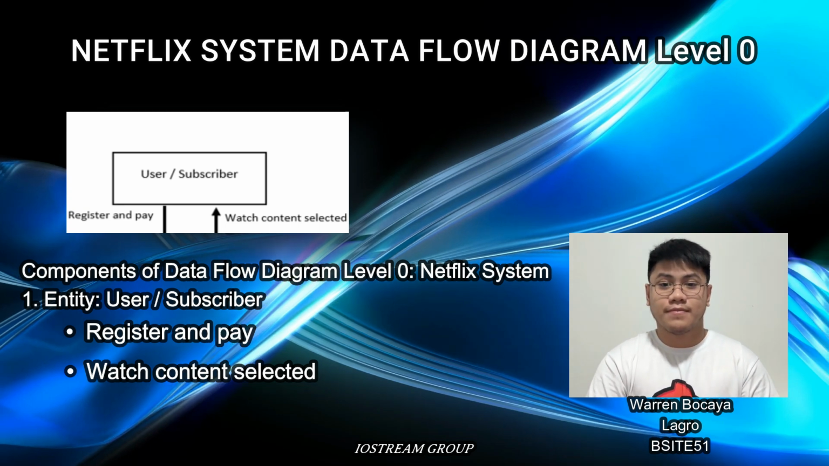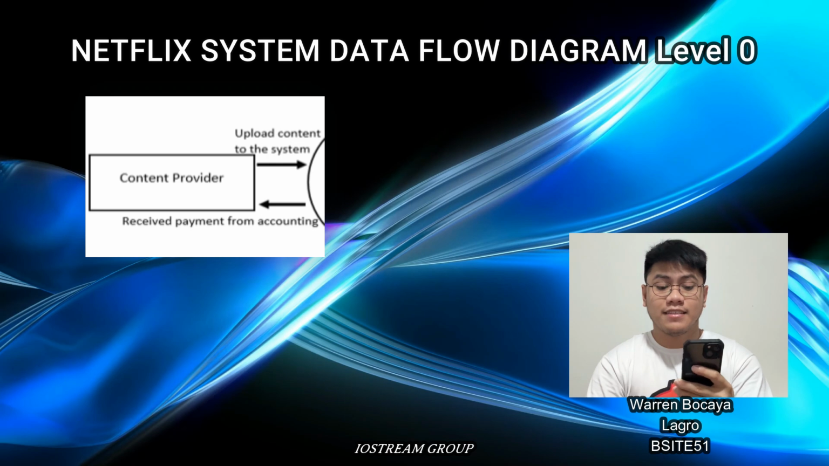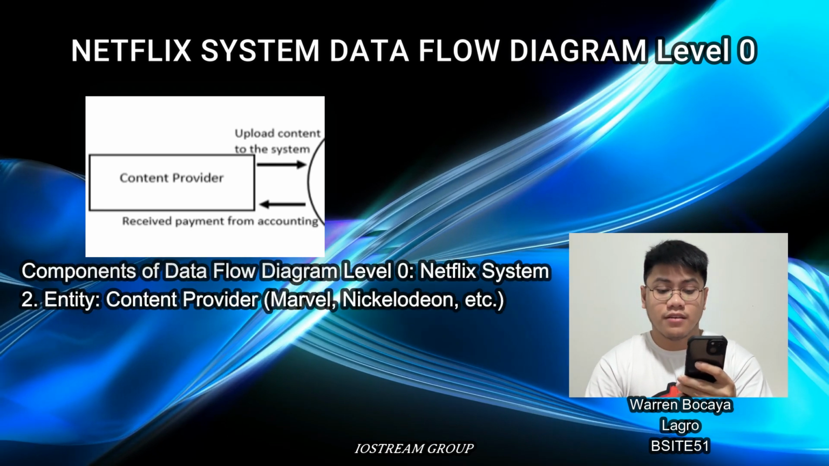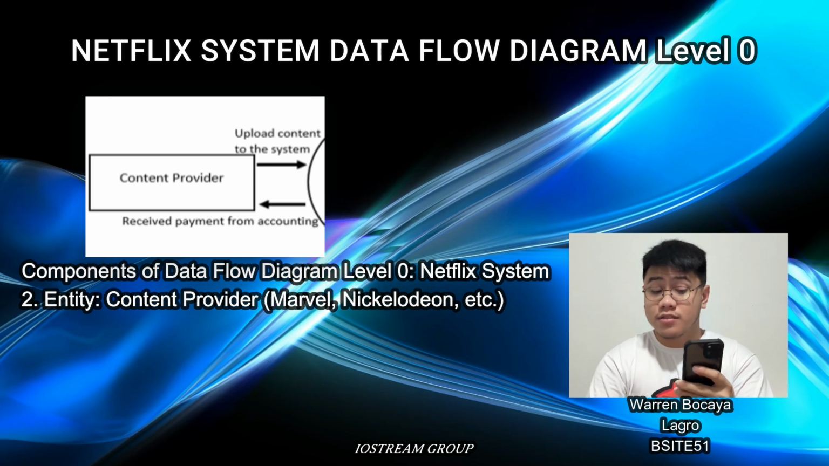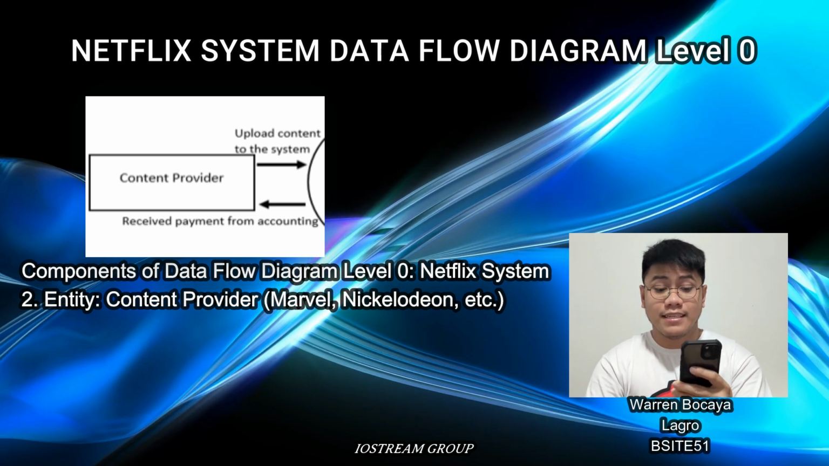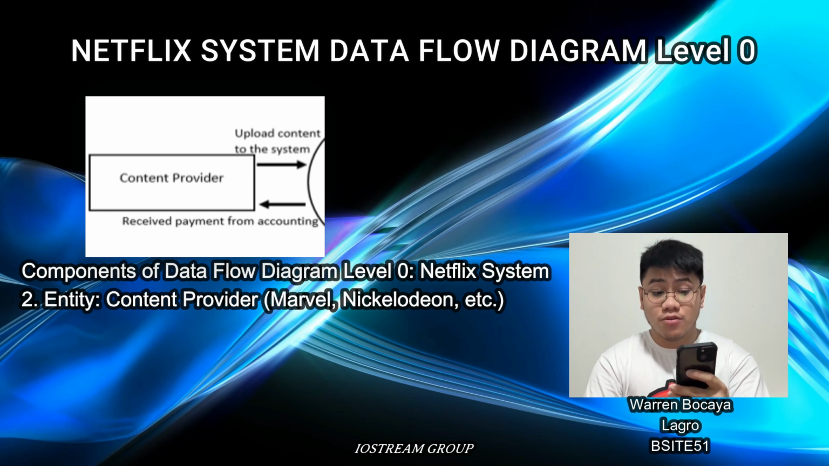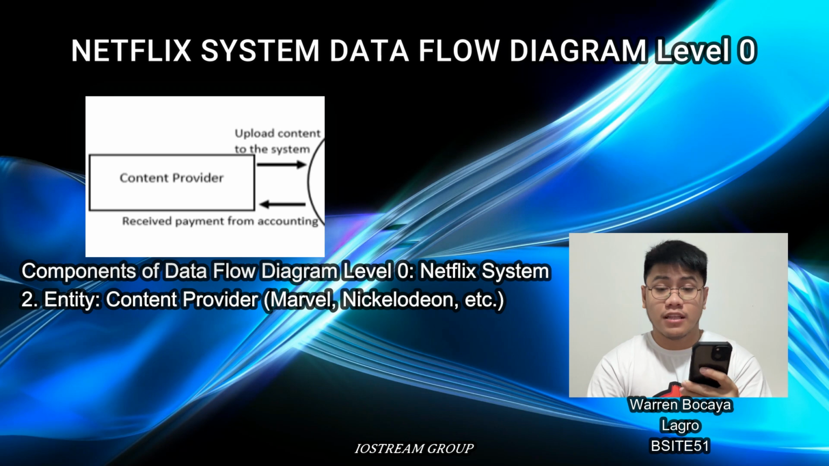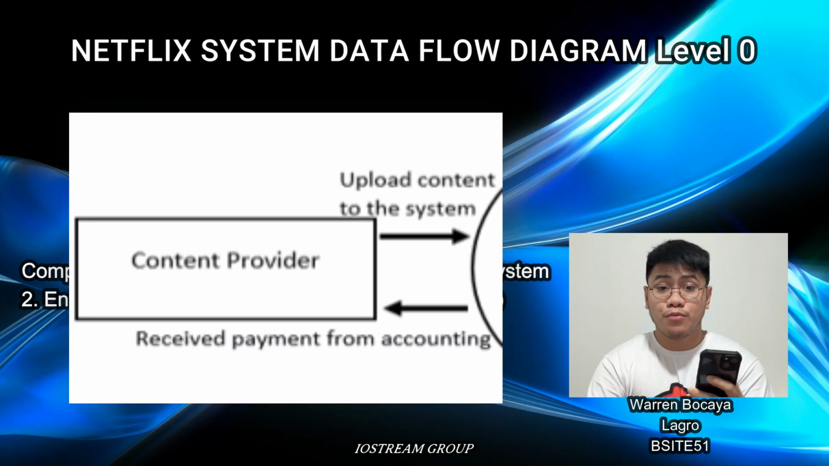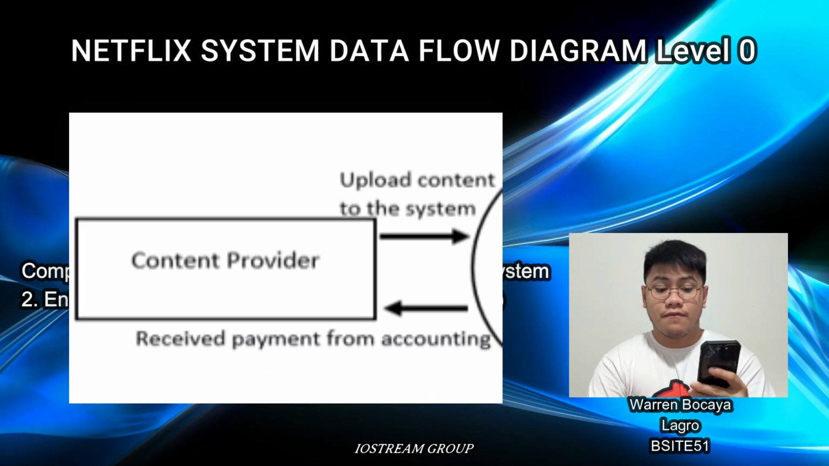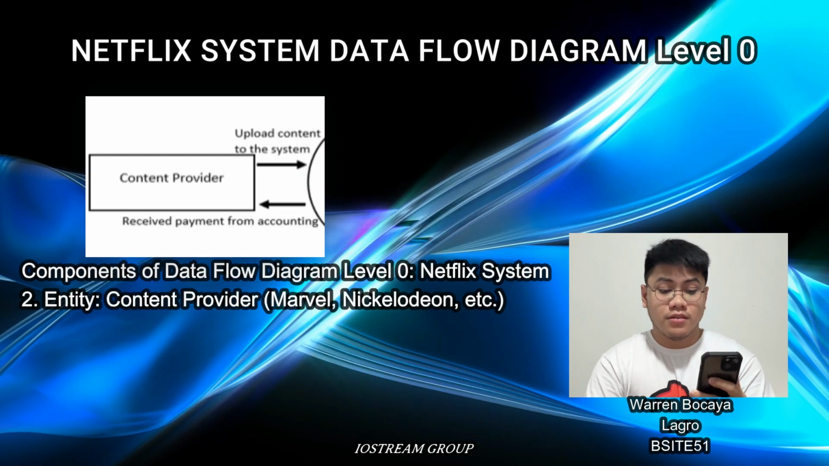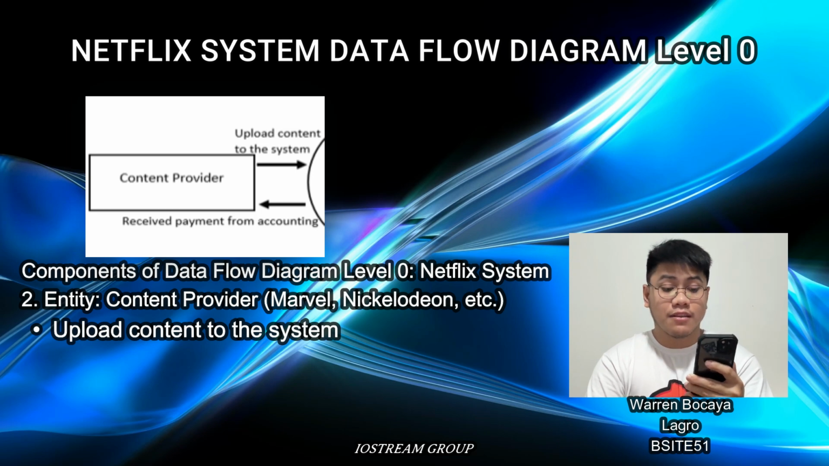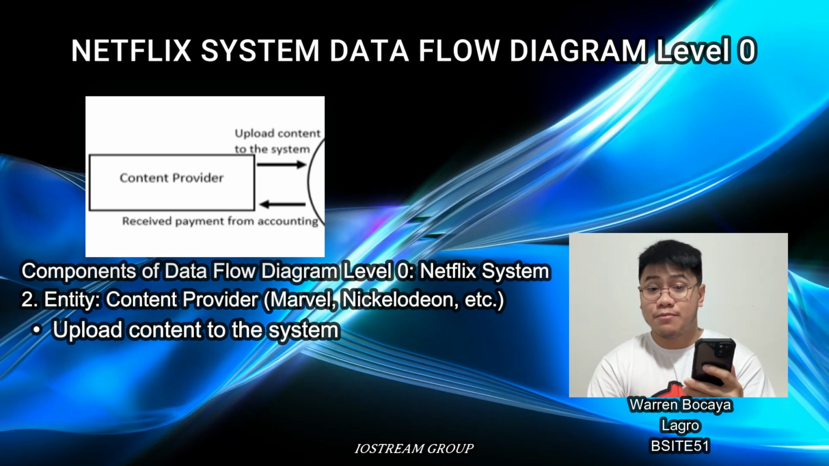other shows. The second entity is the content provider, like Marvel or Nickelodeon. Content providers are third-party entities or media companies that supply movies, TV shows, and other types of entertainment content to the Netflix platform. There are also two processes involved in this entity. The first one is upload content. Content providers upload their media to the Netflix platform, making it available for streaming by subscribers.